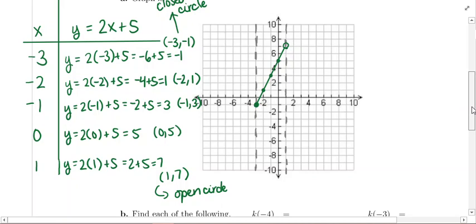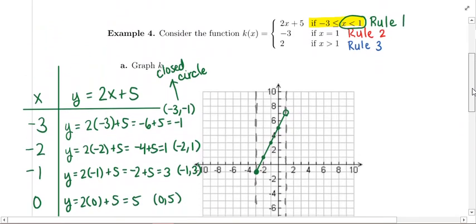So let's take a look at rule number 2 now. I'm going to put that in red. Rule number 2, if you look at the condition here, talks about specifically what is going on at x equals 1. So basically what rule number 2 is telling you is that if x is 1, then k of x, which is y, equals -3.